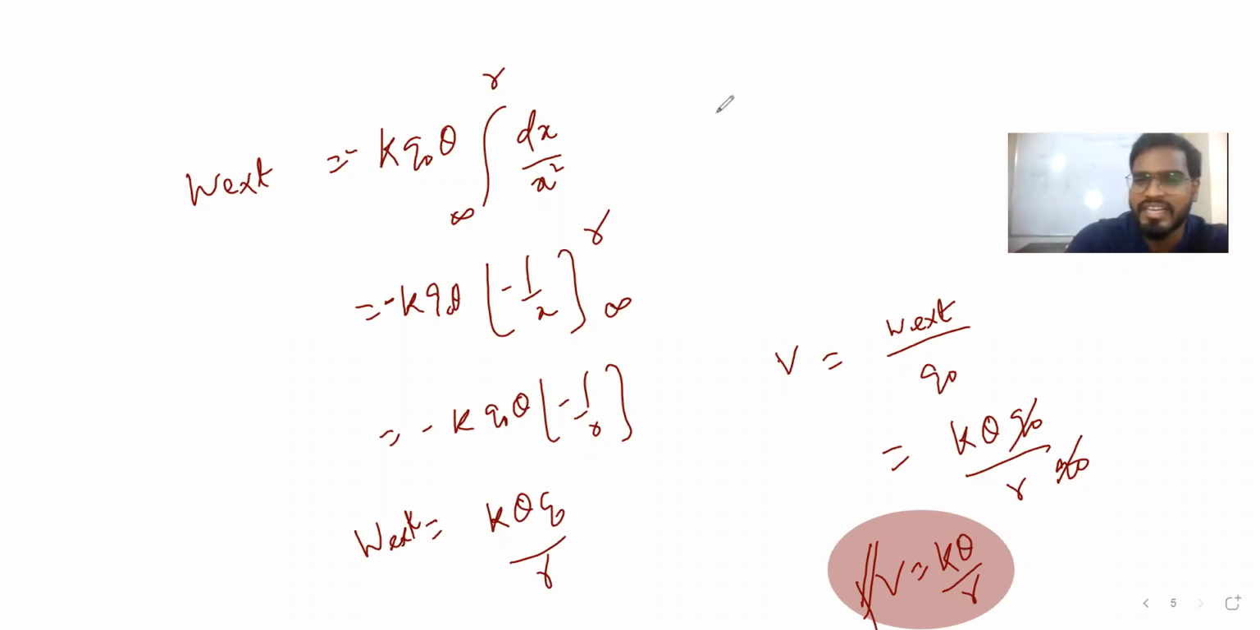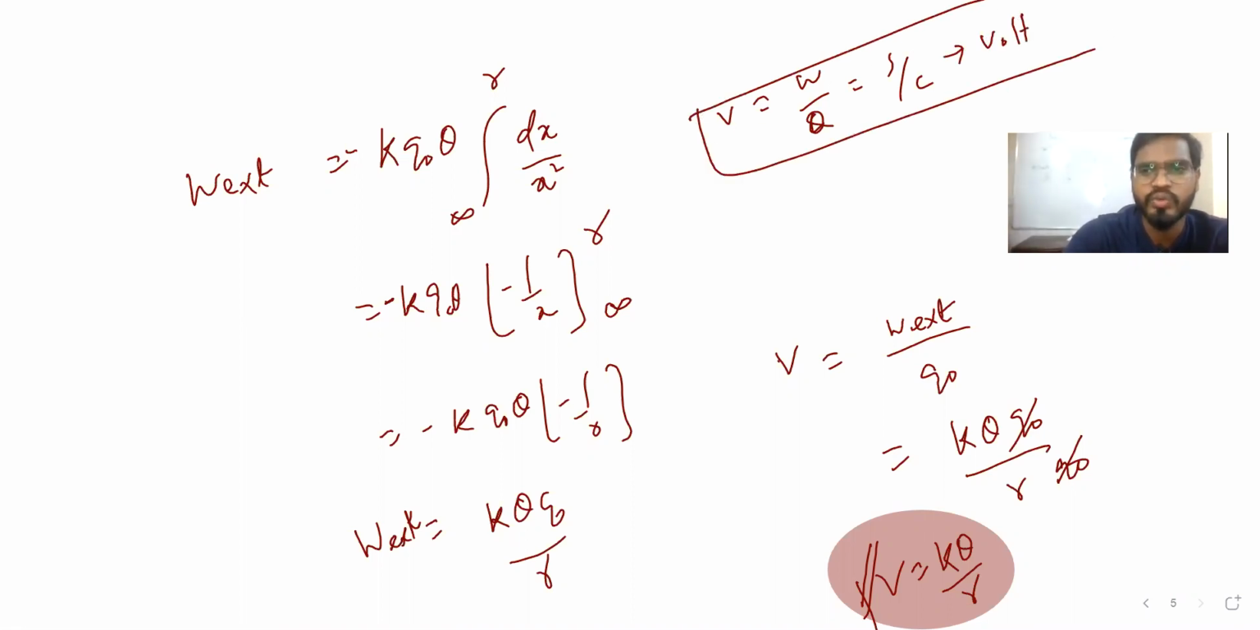Work done by charge, so we can say joule per coulomb or volt. These two will be the units of potential. Hope you guys understood till here, right? See the derivation, this is what we did. Then we'll see a few numericals based on this.